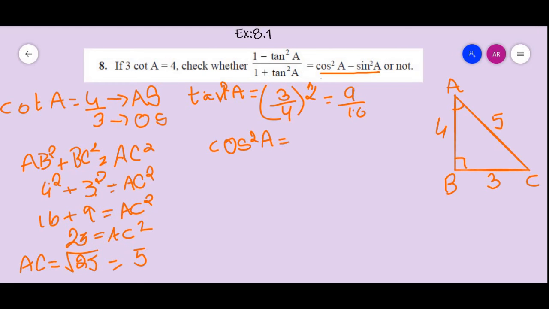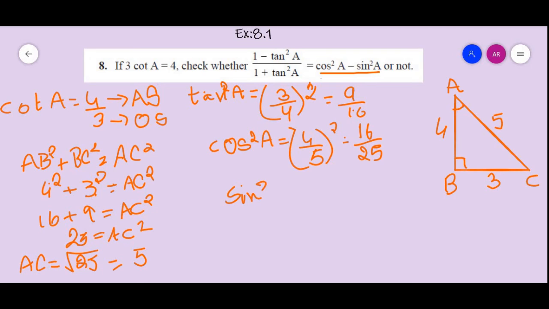So what is the code for cos square? It is CAH, which means that cos theta is equal to the adjacent side by the hypotenuse. So cos square A will be equal to, what is the adjacent side? It's AB, so it's going to become 4 by, and what is the hypotenuse? It's 5, so it's going to become (4 by 5) whole square, which is equal to 16 by 25. Let's just find sin square A also.